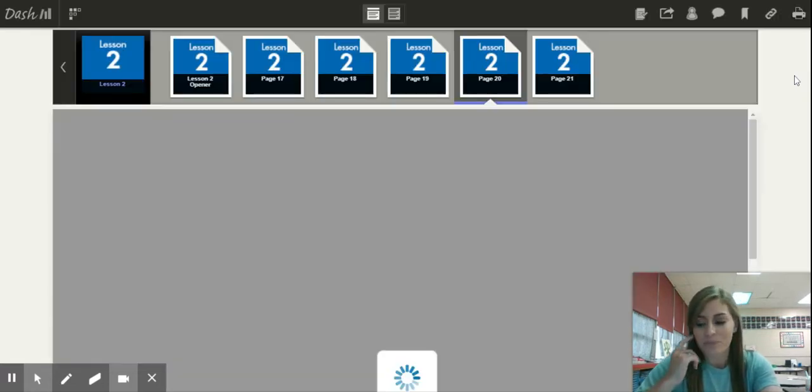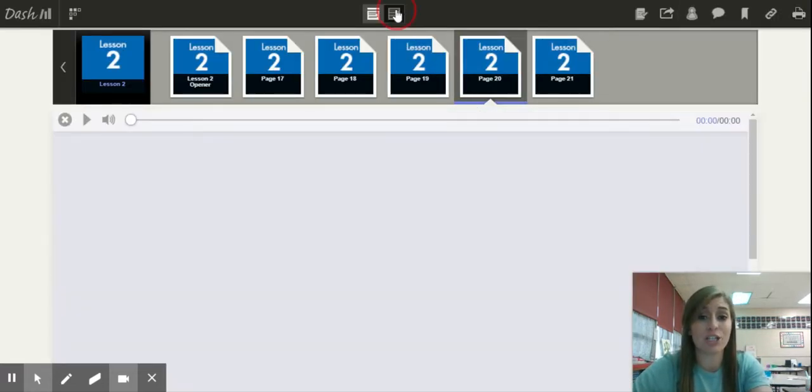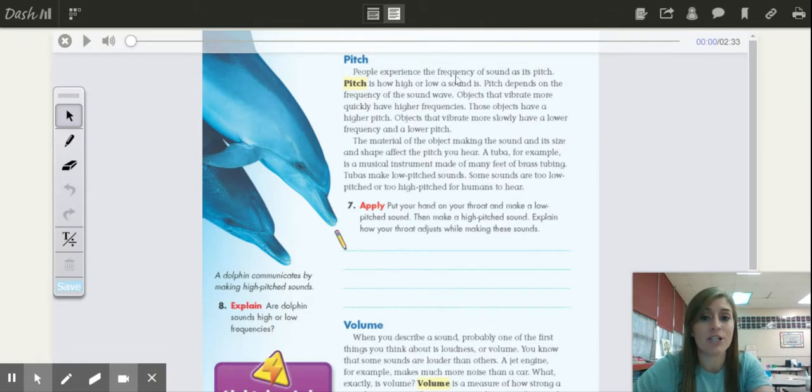We're also going to be talking about pitch of sound. People experience the frequency of sound as its pitch. So how many are in a cycle comes off as pitch. And pitch is how high or low a sound is. The pitch depends on the frequency of the sound wave. So objects that vibrate more quickly have higher frequencies. These objects have a higher pitch. So a really high pitch sound like that is going to have a higher frequency. And those objects that vibrate more slowly have a lower pitch because they have a lower frequency.